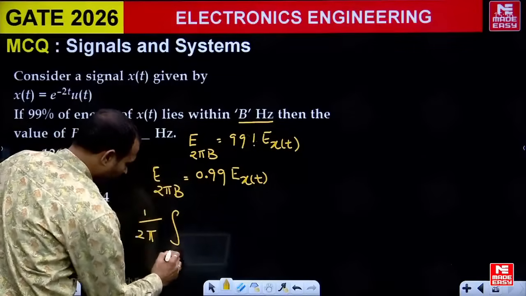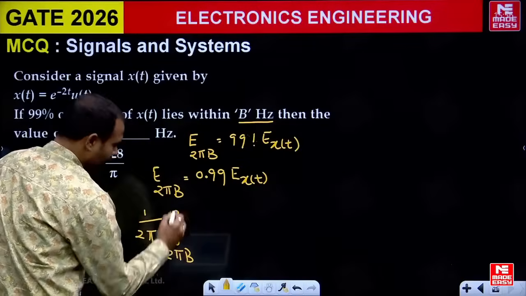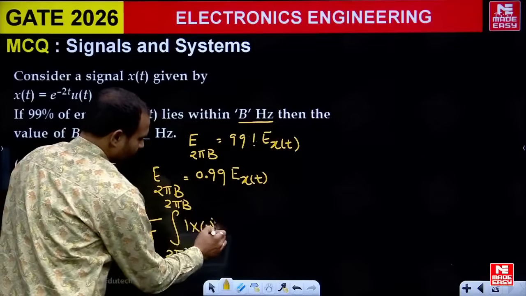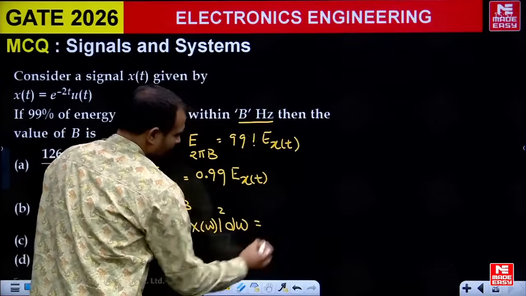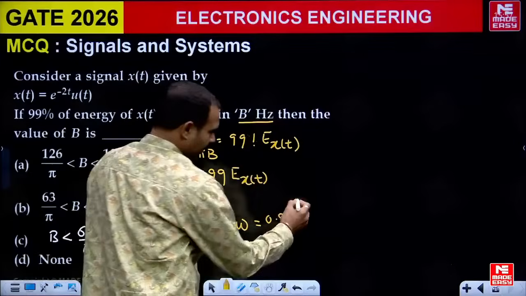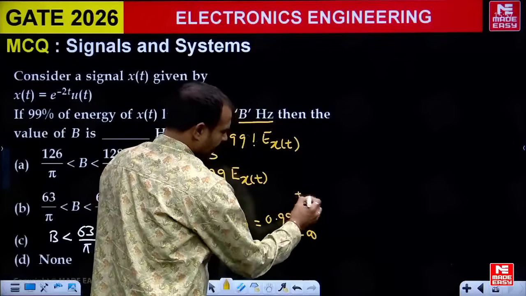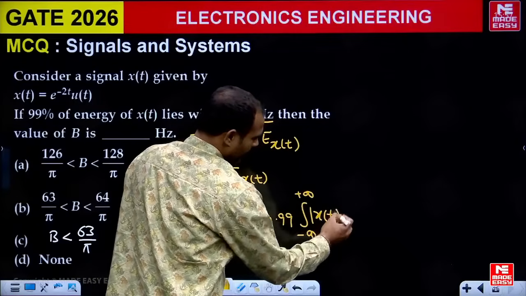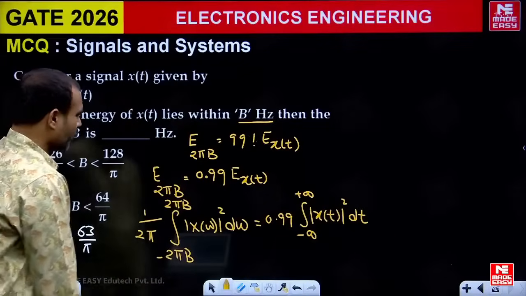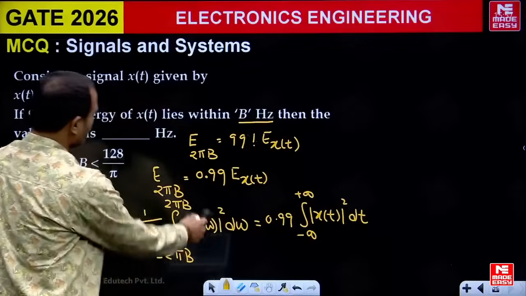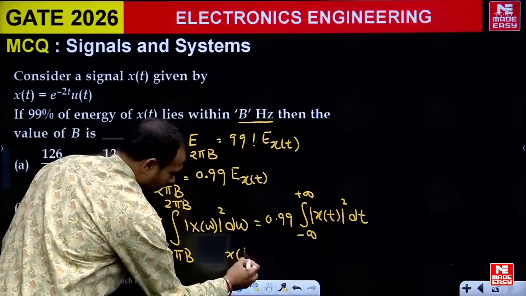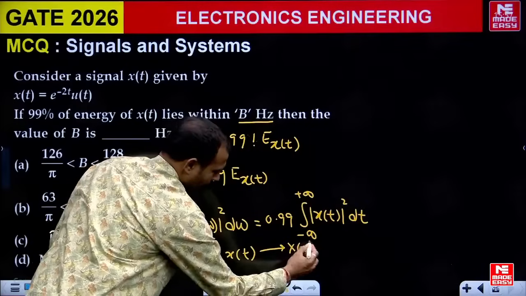So the limits are from minus 2 pi B to plus 2 pi B, mod of X of omega whole square into d omega is equal to 0.99 of energy present in x of t. Energy present in x of t means integral minus infinity to plus infinity mod of x of t whole square into dt, the formula we are using. So now what we are trying to do is use this condition, substituting the values, that is mod X of omega. Obviously you know that x of t is given, that is x of t's Fourier transform is equal to X of omega.